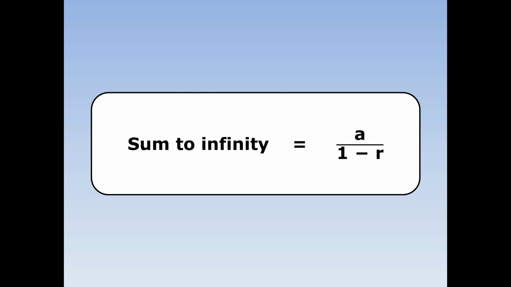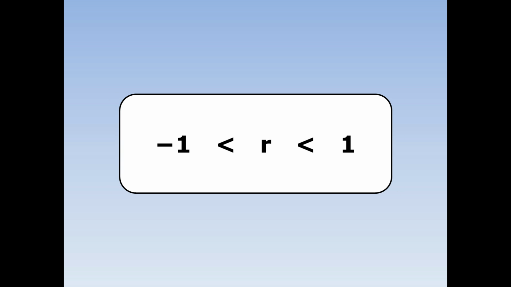The sum to infinity for a convergent geometric series is a over 1 minus r, where a is the first term and r is the common ratio. For a series to be convergent, r, the common ratio, must be between minus 1 and plus 1.